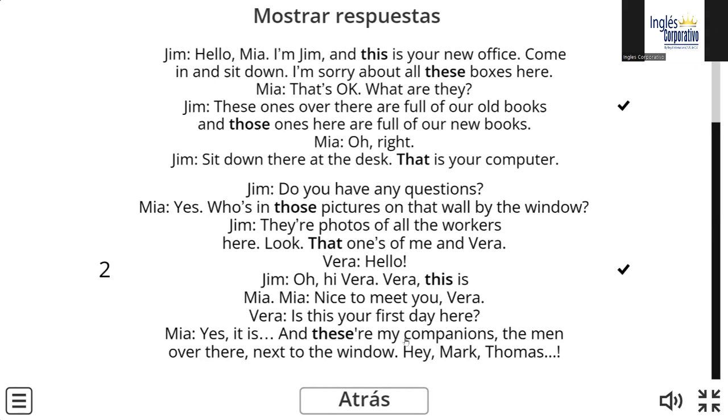And these are my companions, the men over there next to the window. Hey, Mark, Thomas.